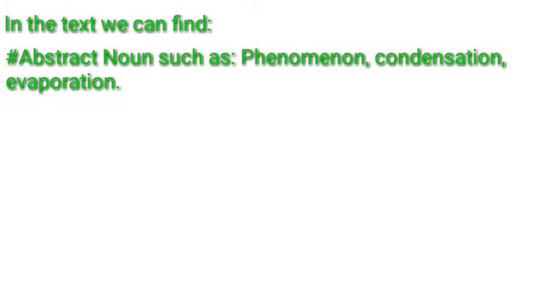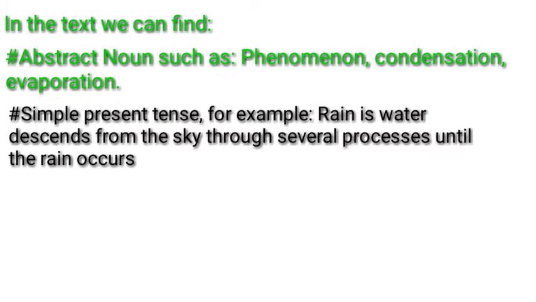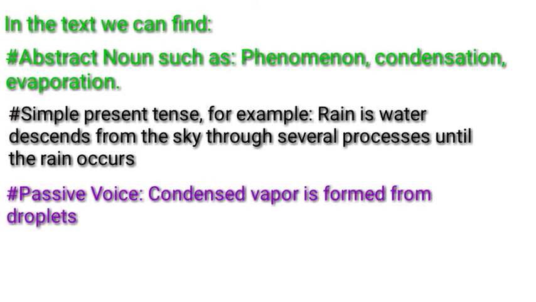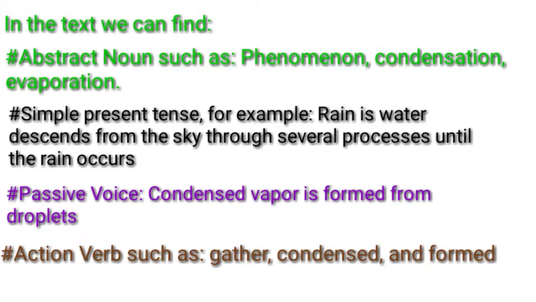In the text, we can find abstract nouns such as phenomenon, condensation, and evaporation. Next, simple present tense. For example, rain is water that descends from the sky through several processes until rain occurs. Next, passive voice. Condensed vapor is formed from droplets. And action verbs such as gather, condense, and form.